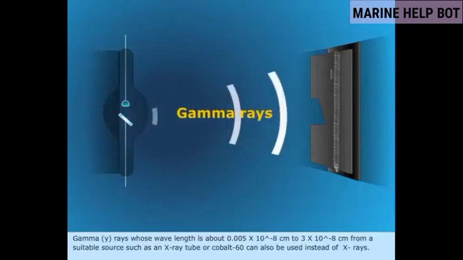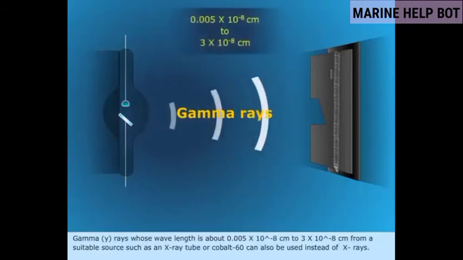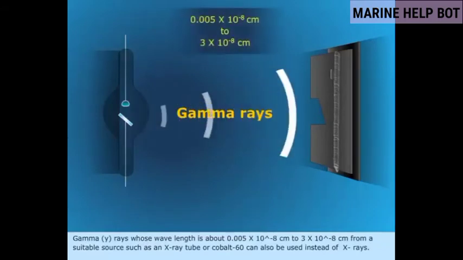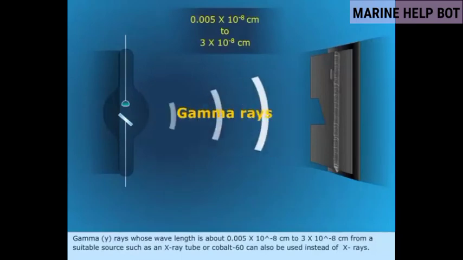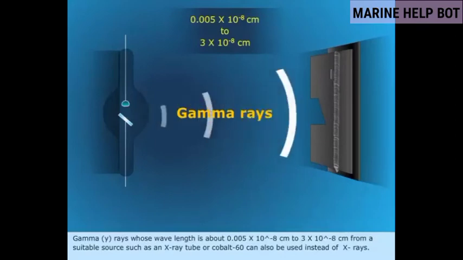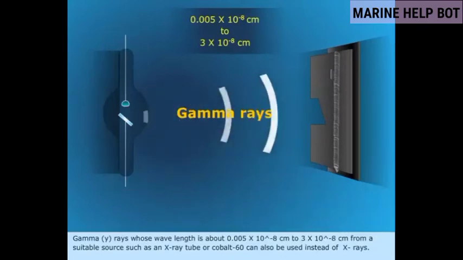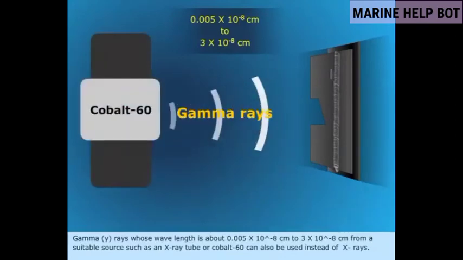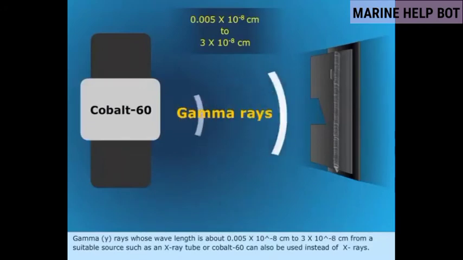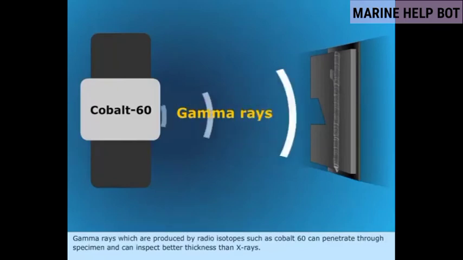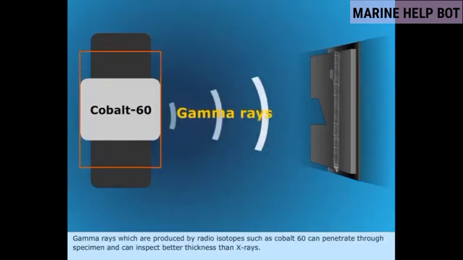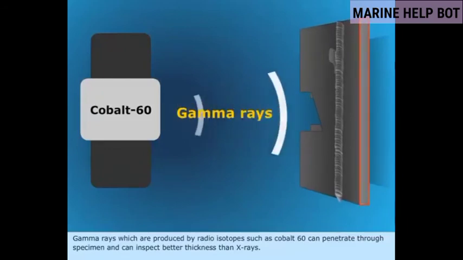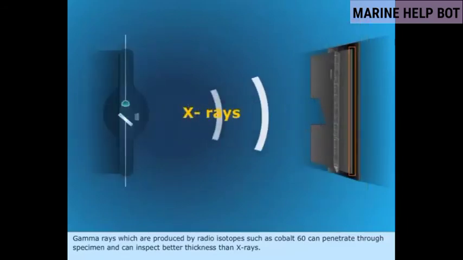Gamma rays, whose wavelength is about 0.005 x 10^-8 centimeters to 3 x 10^-8 centimeters, from a suitable source such as an X-ray tube or cobalt-60, can also be used instead of X-rays. Gamma rays, which are produced by radioisotopes such as cobalt-60, can penetrate through the specimen and can inspect greater thickness than X-rays.